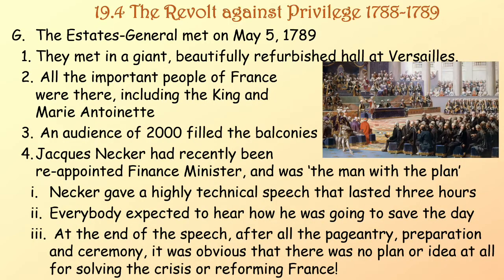The Estates General met on May 5th, 1789. They met in a giant, beautifully refurbished hall at Versailles. All the important people of France were there, including the king and Marie Antoinette. And an audience of 2,000 filled the balconies. And Jacques Necker had been recently reappointed as finance minister, and he was viewed as the man with the plan, the hero of the people.